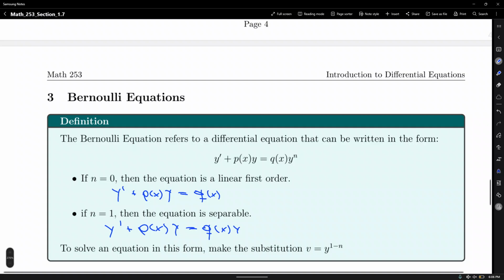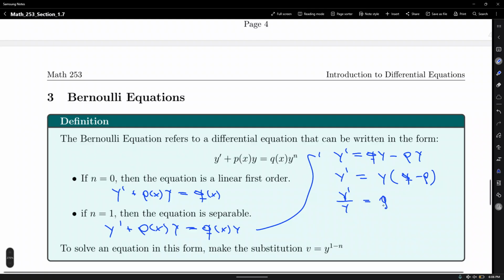Well, actually, we could do a little bit of work. Let me just quickly do y prime equals q y minus p y, and that's y prime, and then this would be y times q minus p, and then we can separate the variables. y prime over y equals q minus p. And that's actually a separated equation, right?